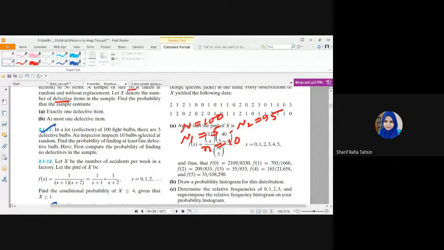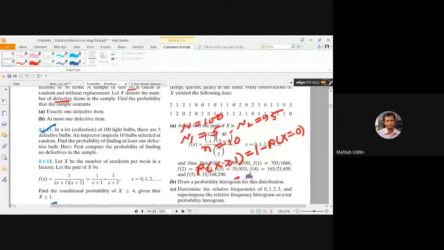Find the probability for finding at least one defective bulb. That is probability at least one. At most means less than or less than equal, and at least means greater than equal. Oh, it's so tough because at least means 1, 2, 3, 4, 5, 6, 7, 8, 9, 10, all. Just use what? Complement. This is complement.